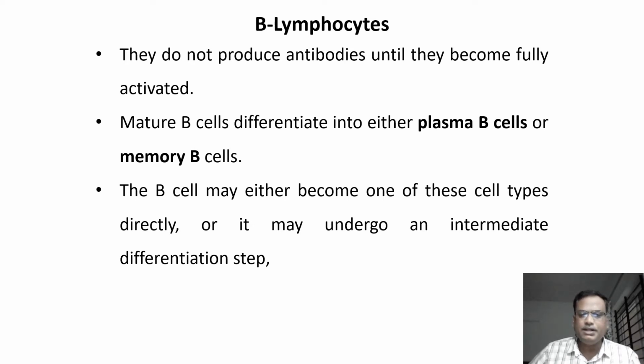Mature B cells differentiate into either plasma B cells or memory B cells. This one we already studied in the previous session. Once the B cell gets activated by a particular antigen, then it is going to mature into a plasma B cell or a memory B cell. You know the difference between plasma B cell and memory B cell. Plasma B cell starts producing antibodies. So plasma B cells are involved in the production of antibodies, whereas memory B cells remain in the circulation for a long time. They remember that specific antigen.